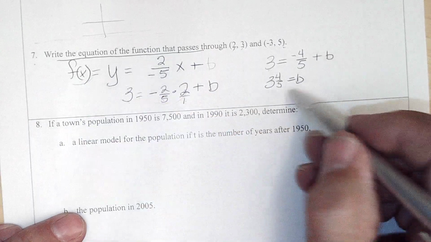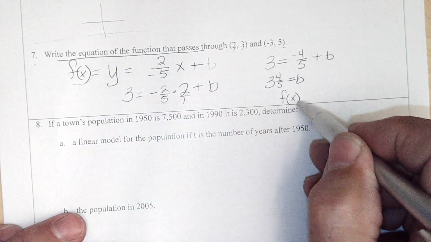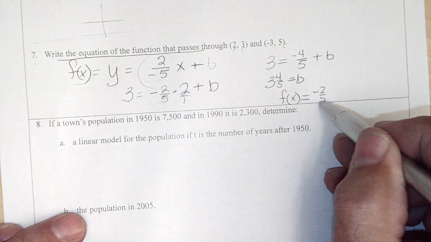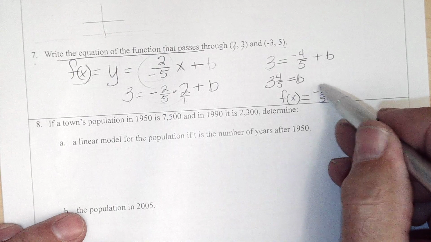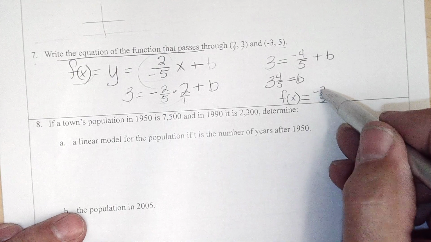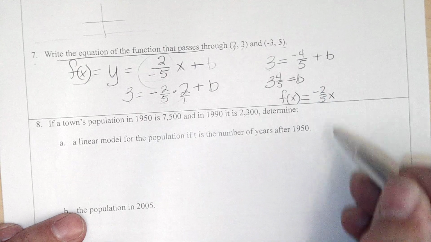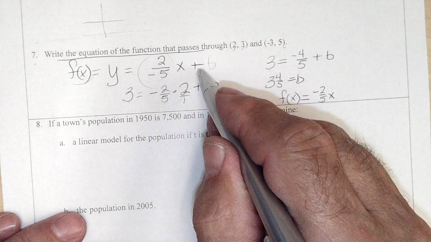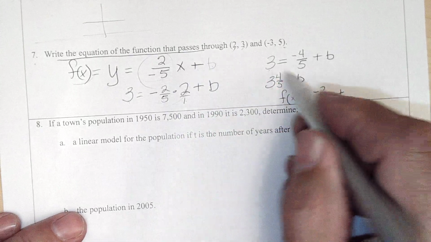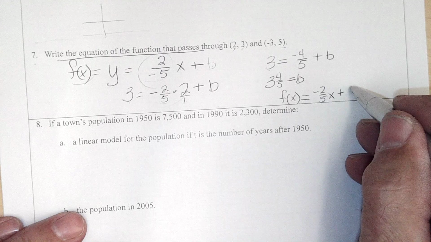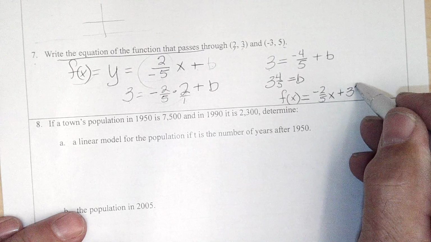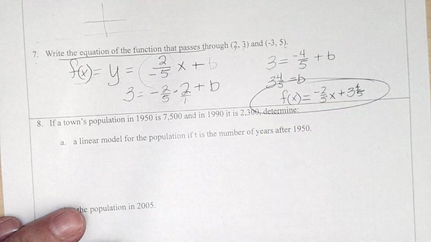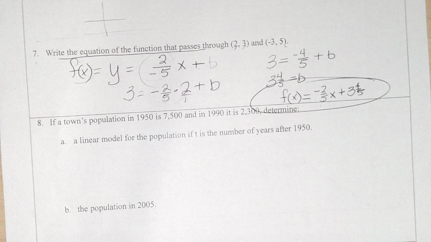So now I have to write the function. So I want to write function f of x that has this slope. You can write that as -2 divided by 5, and you'll get -0.4 if you want to write it that way. But it's got to have an x plus the y-intercept, which we figured out was 3 4/5 or 3.8. And there's the equation of the line through those points.